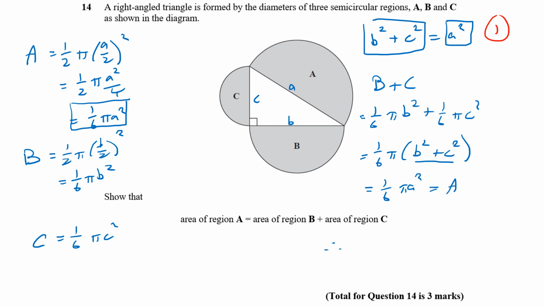Therefore, this is true. So you get one mark, as I said, for using Pythagoras theorem, 1 mark for correctly getting areas of semicircles, and then 1 mark for showing that it is true.